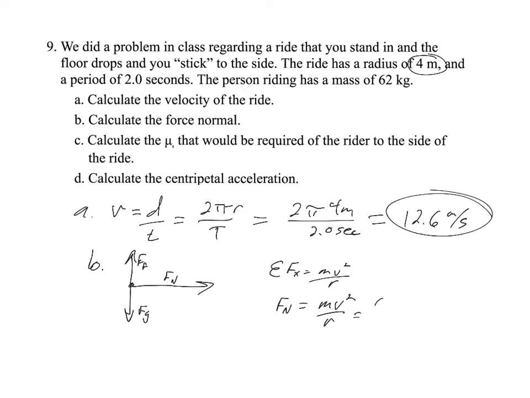And m, I believe, is 62 kilograms. The velocity, we just did 12.6 meters per second. Don't forget to square it. And the radius of this bad boy was 4 meters. Let's put that in our calculator.